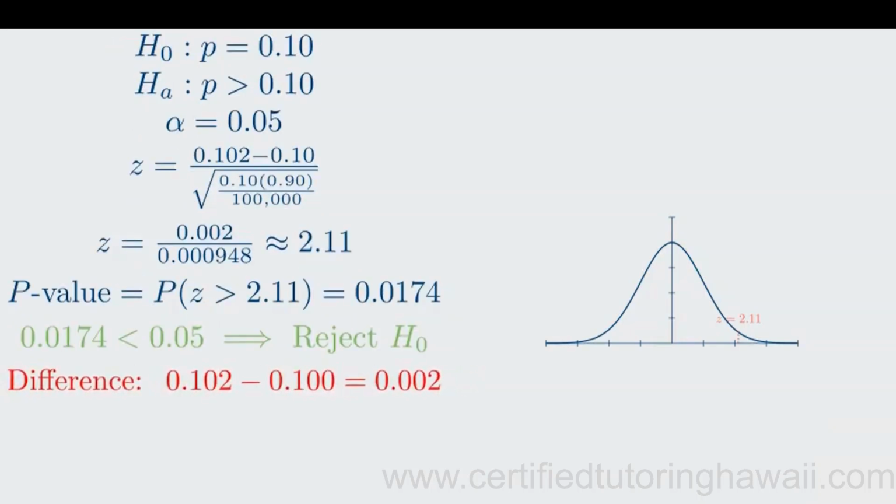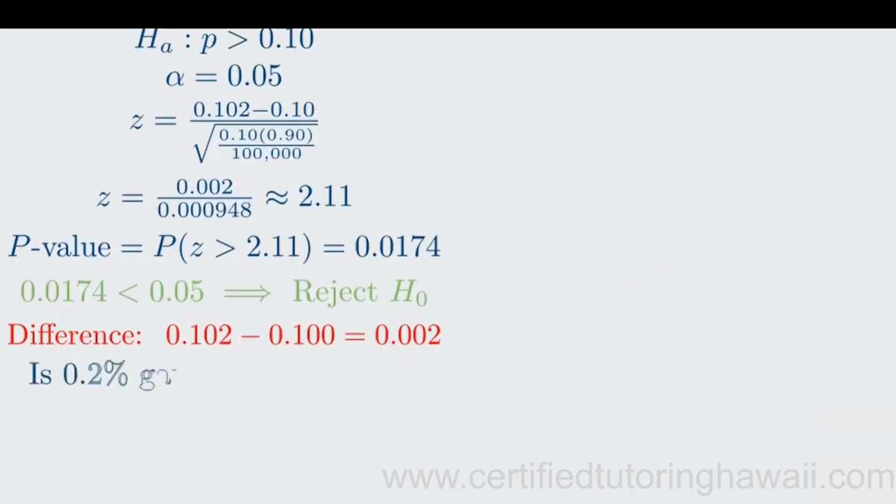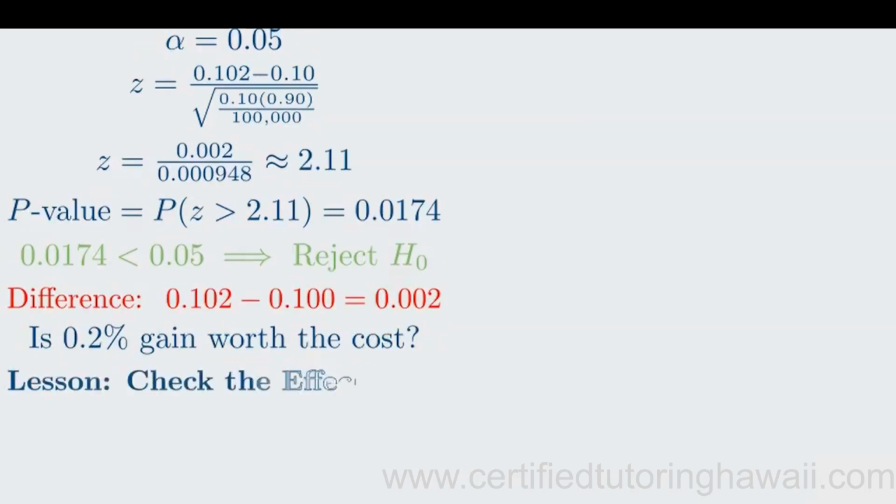But wait, the actual increase was only 0.2%. In a sample of 100,000, even a tiny difference becomes statistically significant because the standard error becomes so small. While we are technically correct to reject the null, the marketing manager has to decide if an increase of 0.2% is worth the effort of changing the website. This is the difference between finding a mathematical pattern and finding a meaningful real-world change. Always look at the effect size, not just the p-value.